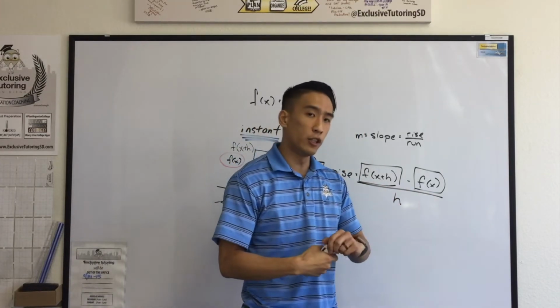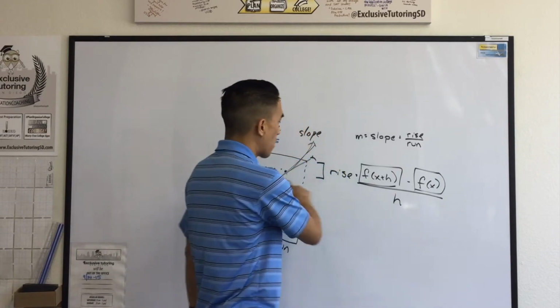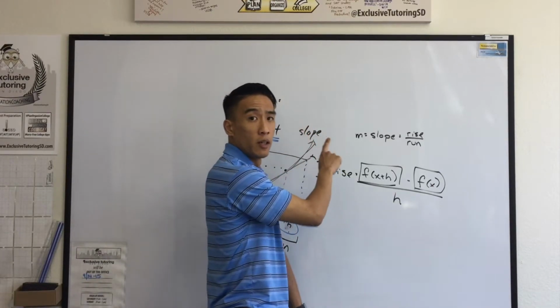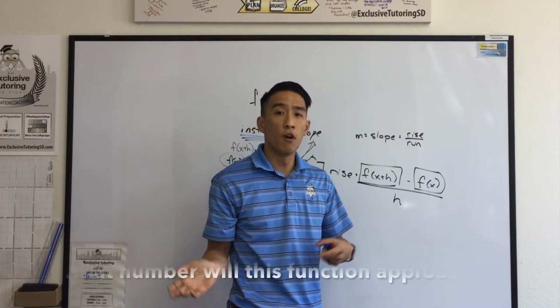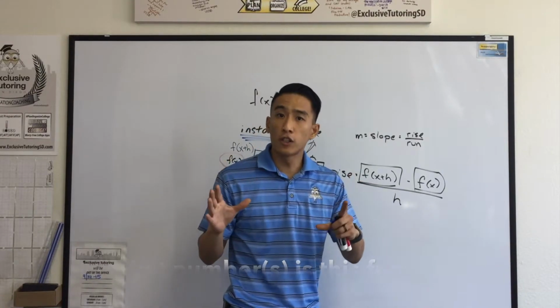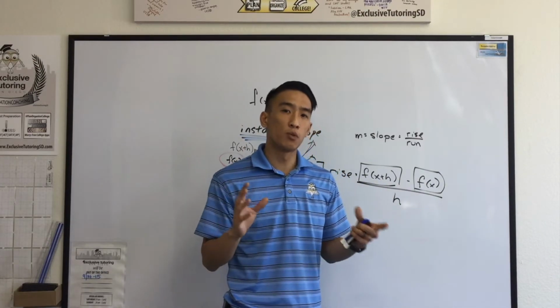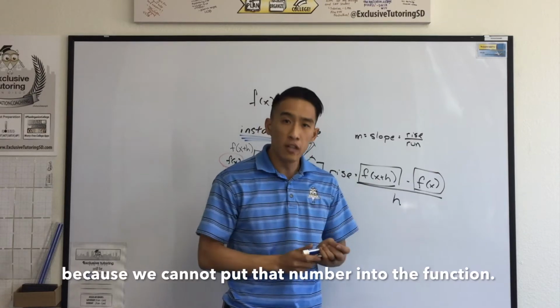First week, they're actually going to teach you what's called continuity and limits. Continuity just means that the graph doesn't have any breaks in it. Limits is a question of what numbers am I going to approach? What numbers is this function going to eventually end up at? We need to use limits simply because we actually can't put that number into it.